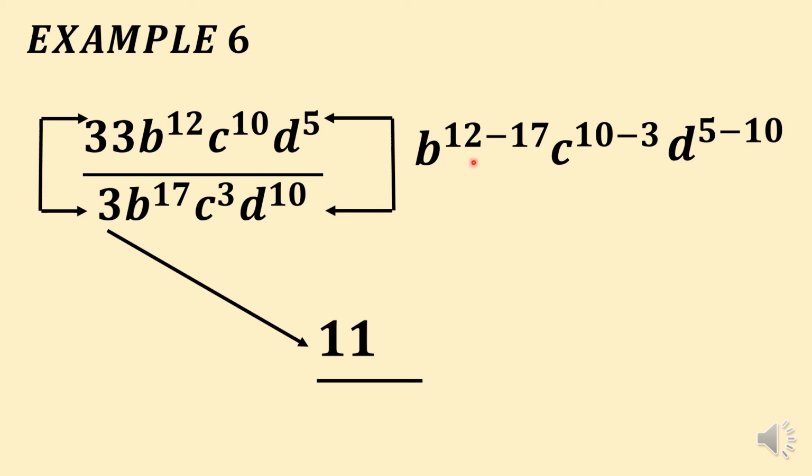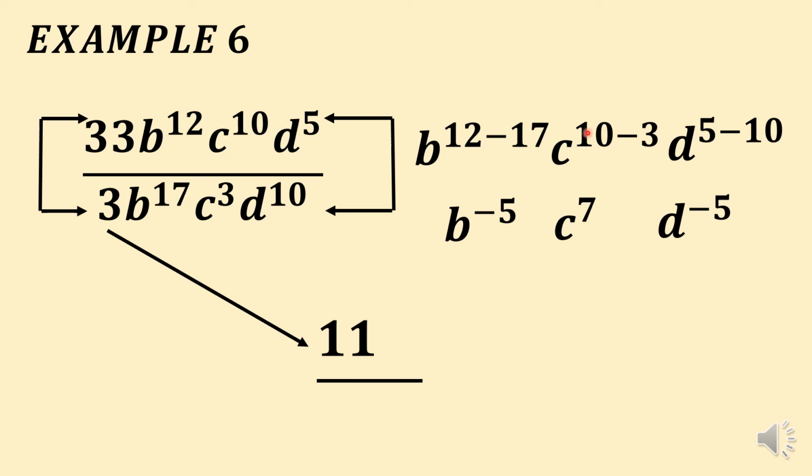So we have here, by subtraction rule, you have b raised to 12 minus 17, that is b raised to negative 5. No? So here, by subtraction rule, 12 plus negative 17. Next, c raised to 10 minus 3. So simply, you have c raised to positive 7. Then for our d, you have 5 minus 10. So again, by subtraction rule, you have d raised to negative 5.